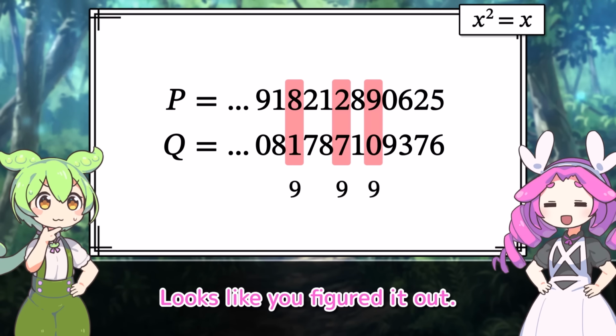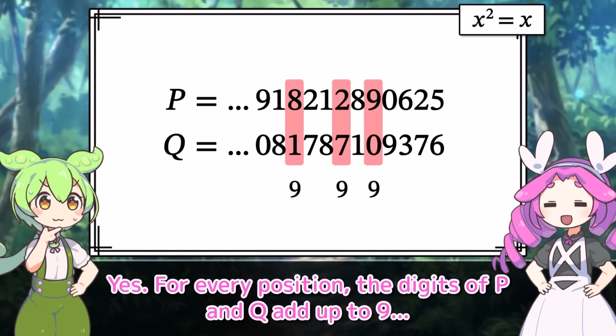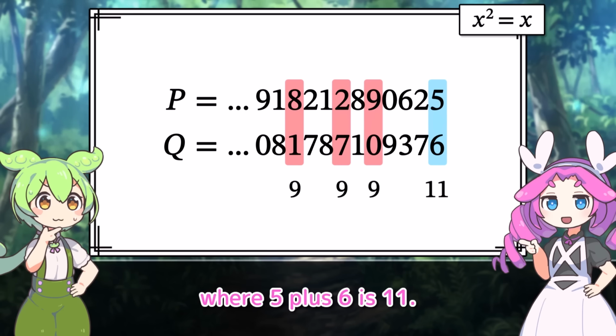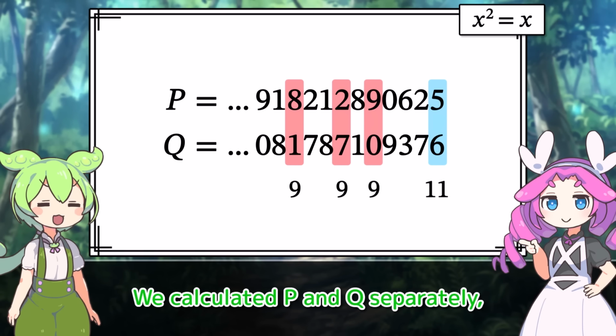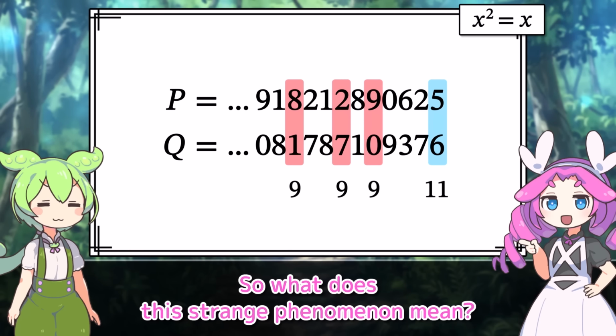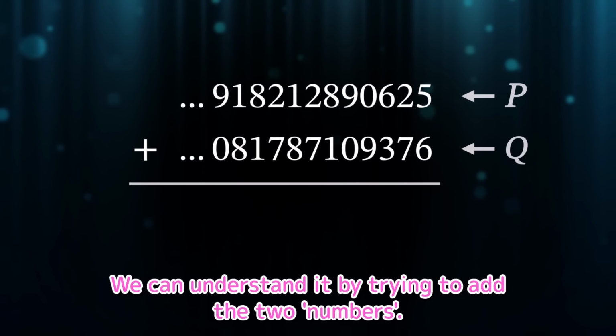Looks like you figured it out. Yes, for every position, the digits of P and Q add up to 9. Except for the ones digit, where 5 plus 6 is 11. We calculated P and Q separately, so why do they have this kind of relationship? So what does this strange phenomenon mean? We can understand it by trying to add the two numbers.